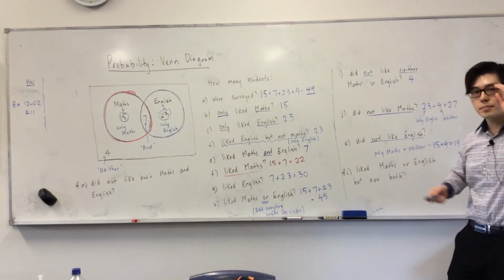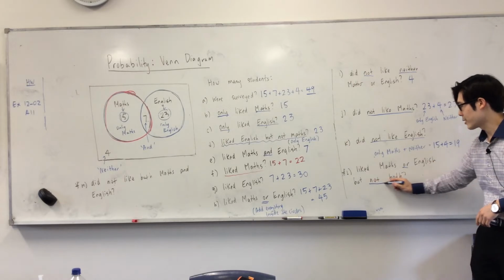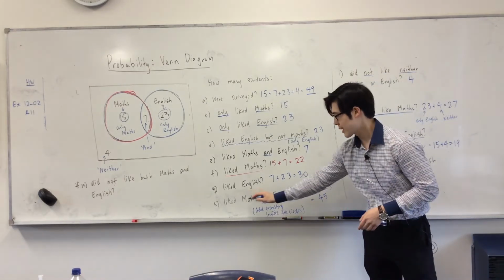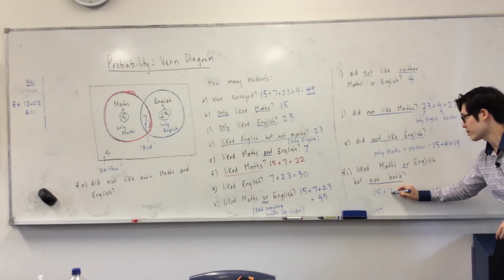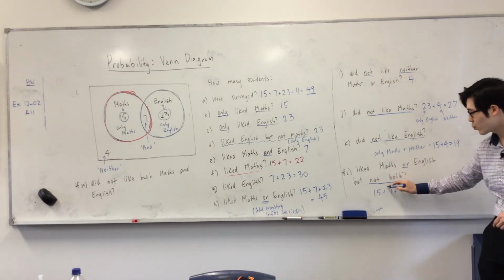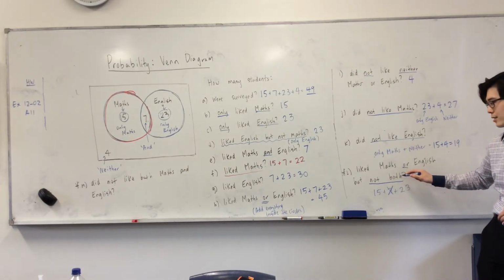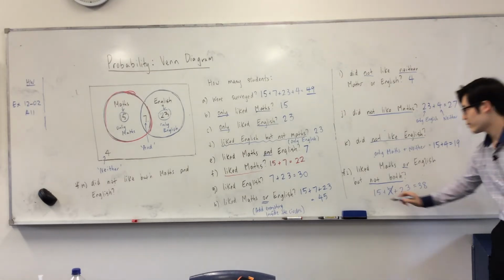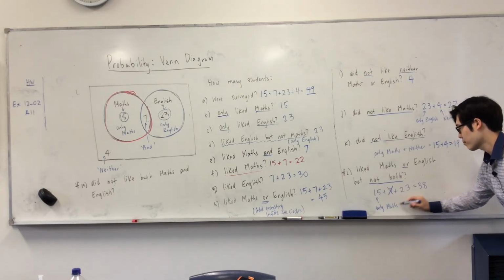All right, next question here. How many students liked maths or English, but not both? Remember from an earlier question, we calculated how many students liked maths or English. We added all the numbers inside the circles, so 15 plus 7 plus 23. But because this question says not both, we exclude the 7, because the 7 is the number of students that do like both maths and English. So it's just 15 plus 23, and that's 38. If I also put this in writing, it's basically students that only like maths plus students that only like English.